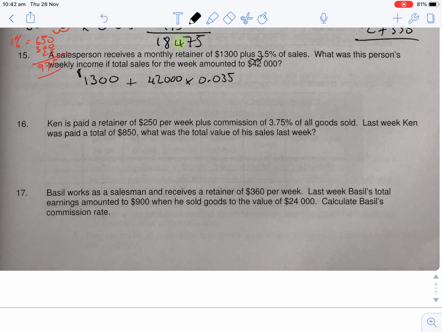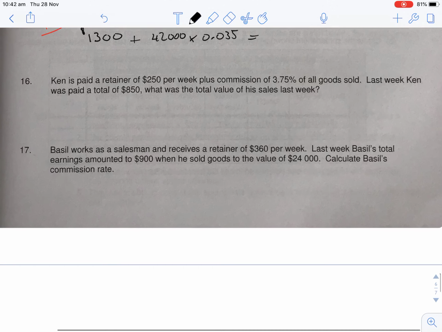So the sales were $42,000 times the 3.5% as a decimal, which will be 0.035. Again, I've just moved that decimal 2 places. And then you just put that into your calculator and away you go.